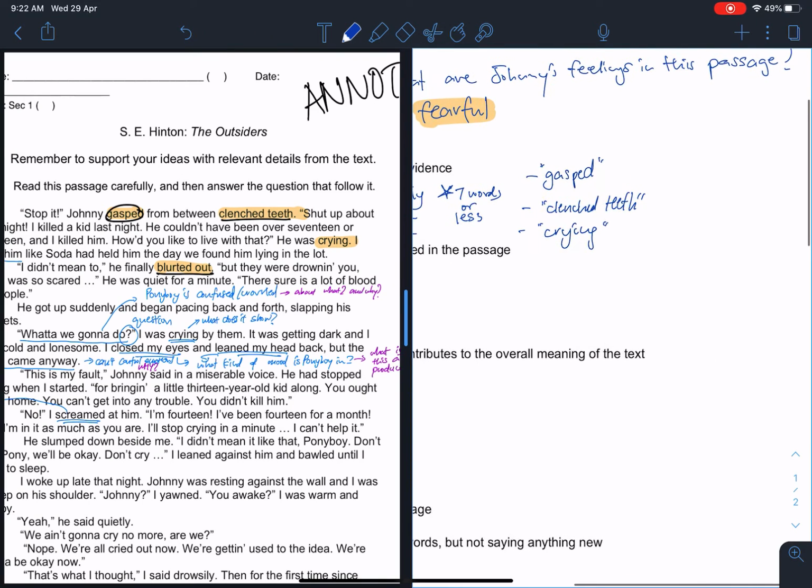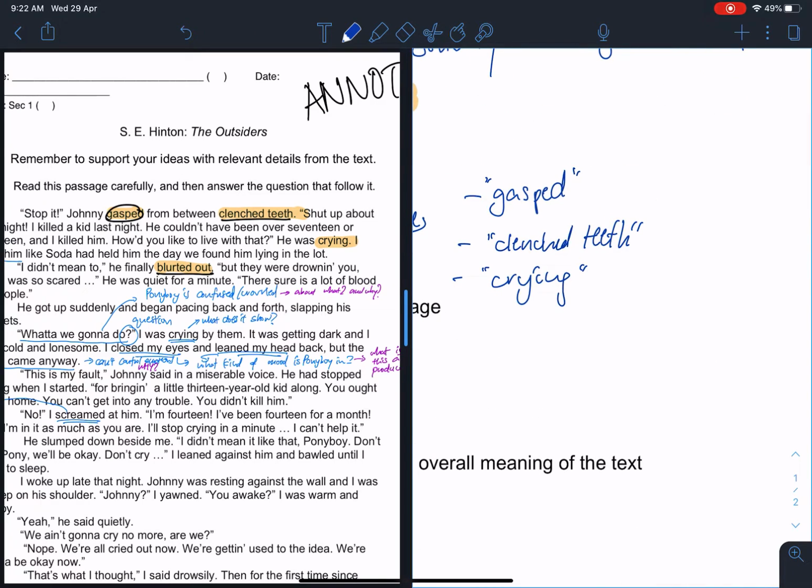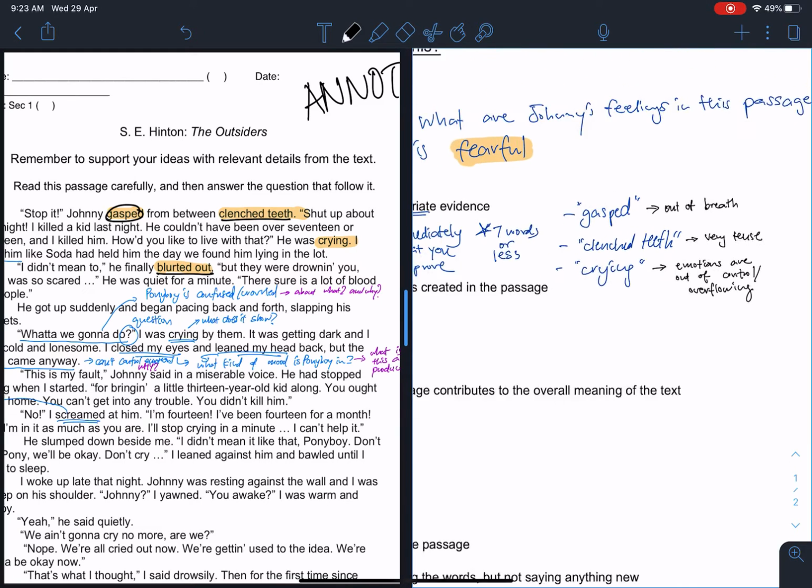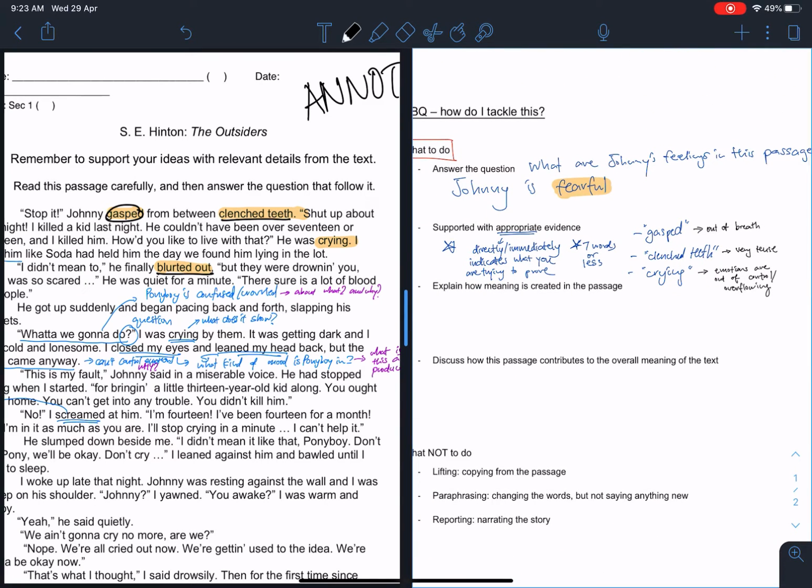Why did I pick these three out and not the words? Because all of them I can say something about. If he gasps, what does that mean? He's out of breath. Clenched teeth might mean that he is very tense. And normally when you cry, it means that your emotions are out of control, or they are overflowing. When I am able to explain all this, that is how meaning is created.